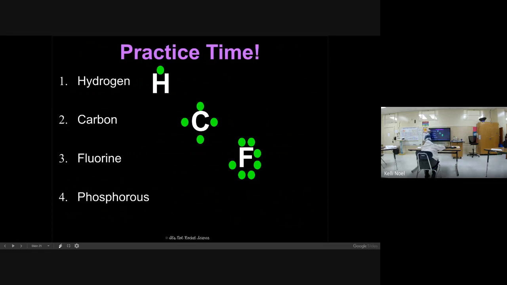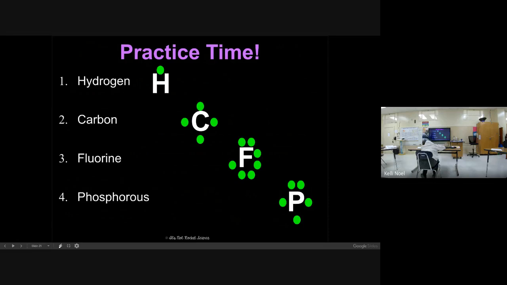Phosphorus is also a nonmetal. It is in 5A, like nitrogen. It's going to be a P. And it's going to have the same as nitrogen did on the previous page. You start at the top, go around, and then there's one that pairs at the top.